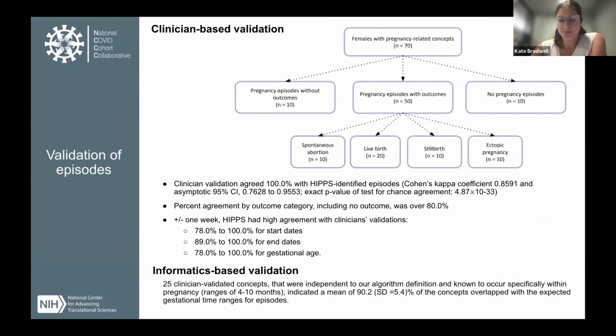We also took a selection of 25 clinician validated concepts that were independent to the ones we used to define or infer the episodes, but known to specifically occur during pregnancy at a range of 4 to 10 months. So for example, a concept may occur between month 2 and month 7. And we looked at whether within the episodes, that concept is occurring across the time range that we would expect for those concepts. And we got very good agreement, over 90% agreement with those as well. So that was another informatics-based validation of the gestational timing and presence of our episodes.